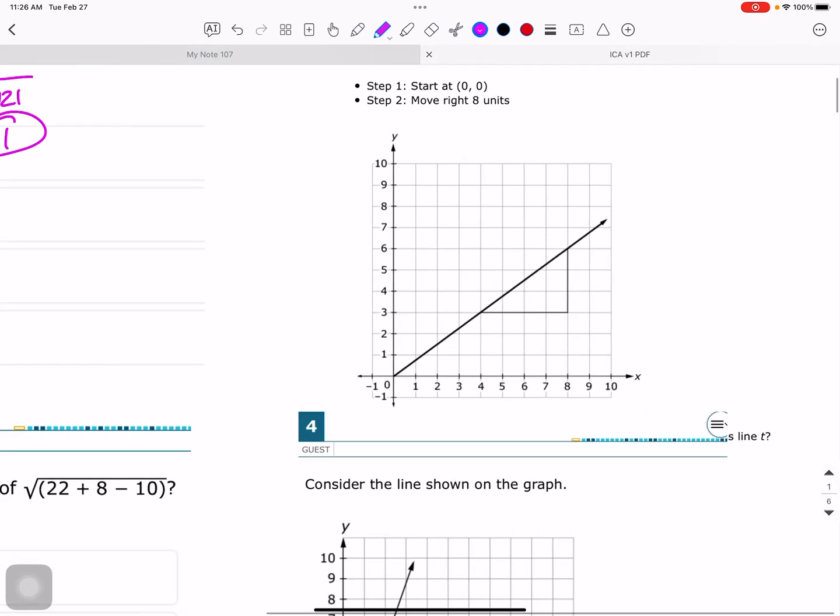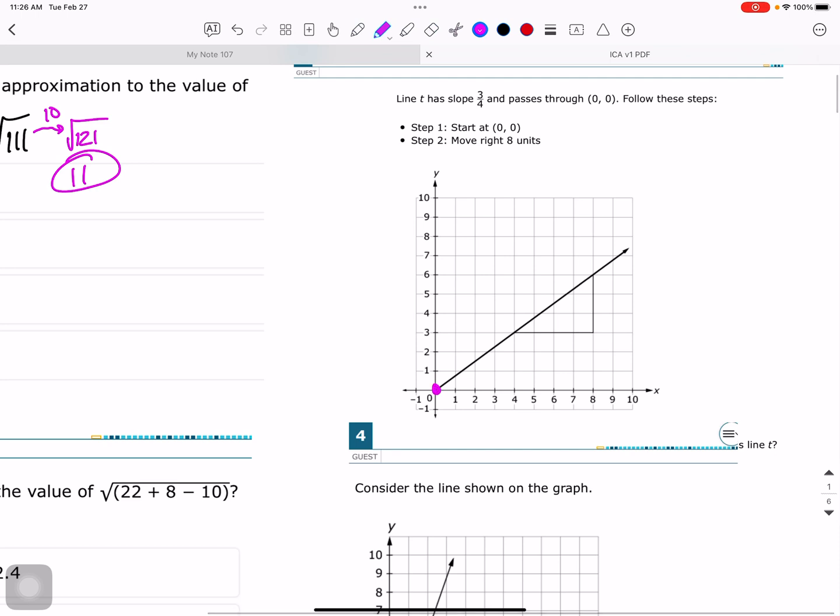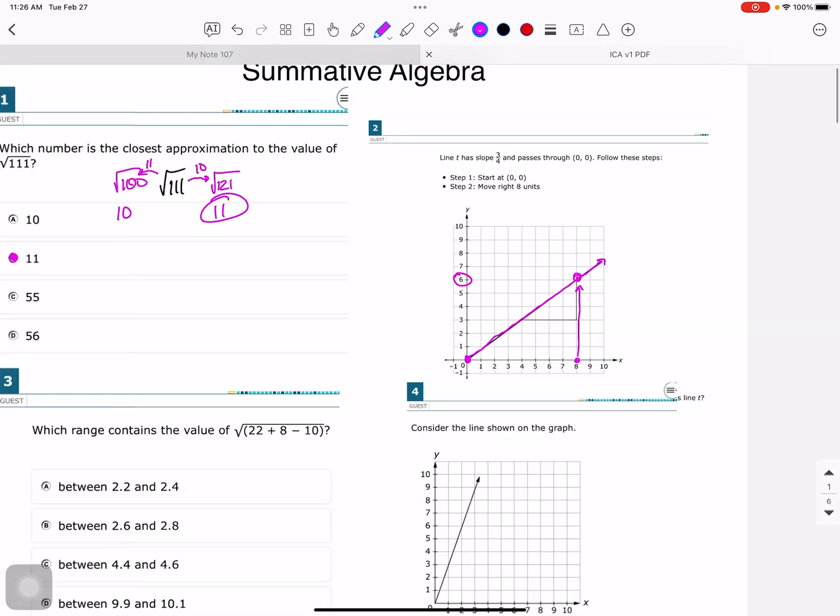For this one, let's see. If I start at 0, 0, and I move 8 units to the right, where is the line? Well, here's the line. This is line T that starts at 0, 0. So it's right here. If I go up, that's where the line is, right there at 6.